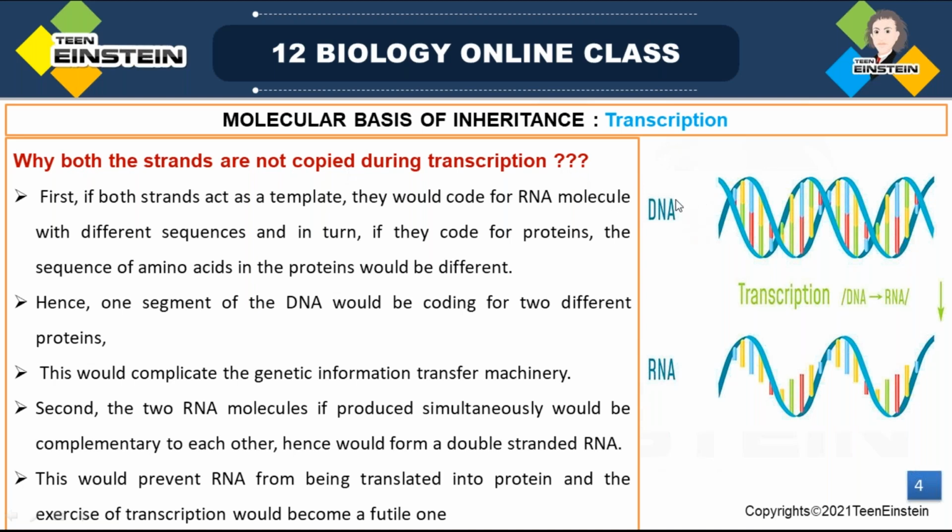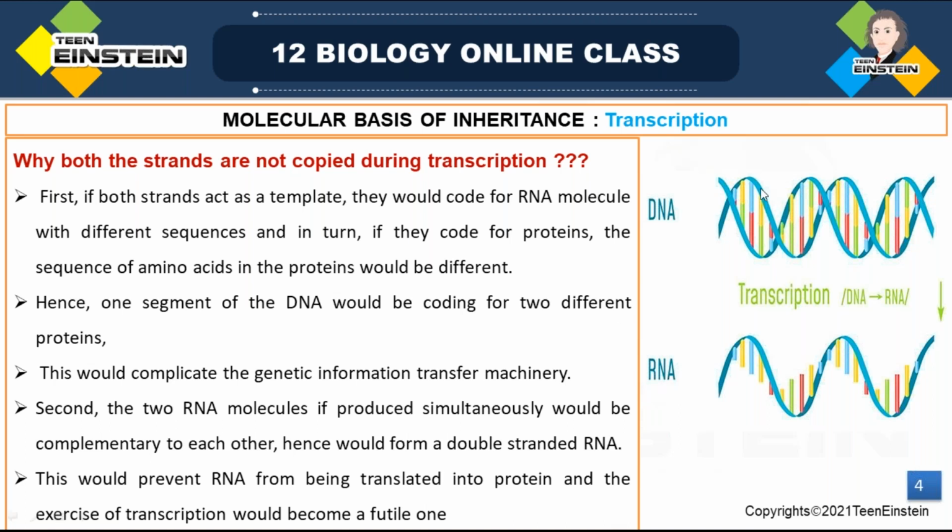If both strands act as a template, both may code for an RNA molecule, right? From this strand, one RNA molecule will come, and from the second strand, another RNA molecule will come. But both newly formed RNA molecules will have different sequences, right? The first one will have one sequence, and the second DNA strand will form another sequence. So if both newly formed RNAs code for a protein, both proteins will be different.